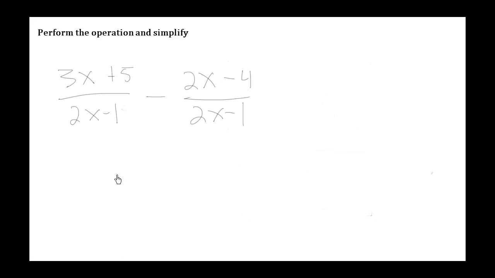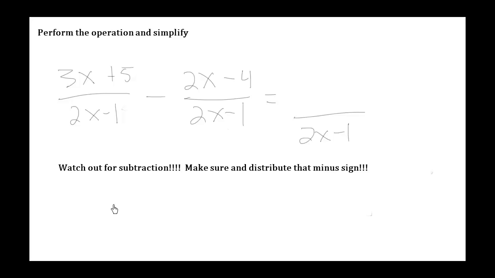Okay, here's a subtraction. I've got 3x plus 5 over x minus 1 minus 2x minus 4 over 2x minus 1. Again, this one's not too terrible. Why is this problem easy? Because we have the common denominator already. So go ahead and put that on the bottom, and we need to be very, very careful. Watch out for subtraction. Make sure to distribute that minus sign. You have to subtract off this whole top right expression, not just the first term. Very, very common mistake with subtraction, and a killer one.